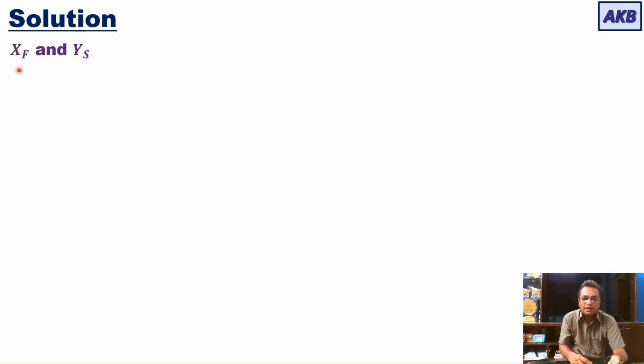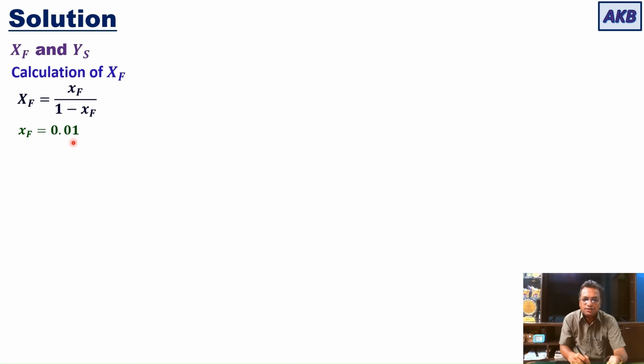First of all, we will have to find capital XF and capital YS. What are given to us? They have given small xf and small ys. So the first task is to convert these to capital XF and capital YS. How are you going to get XF? XF will be small xf divided by 1 minus small xf. I have discussed this relationship in part number 30 in my lecture series on liquid extraction.